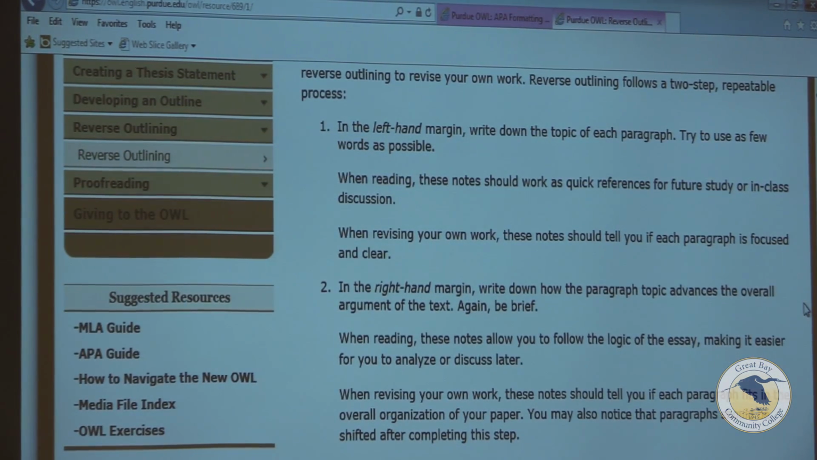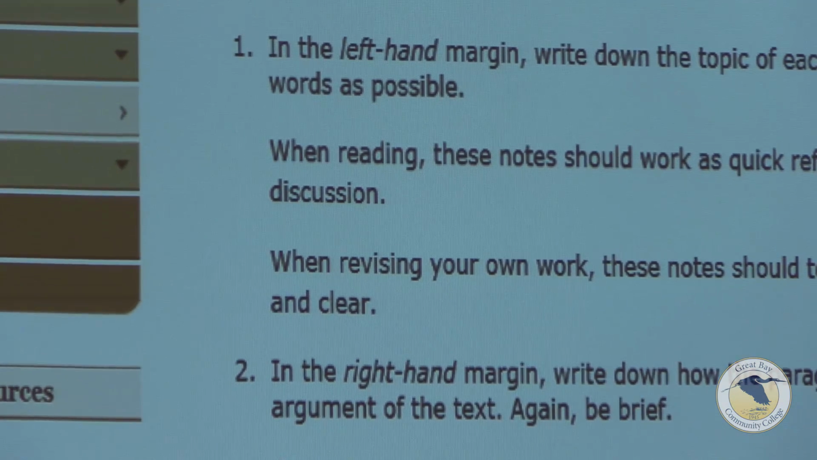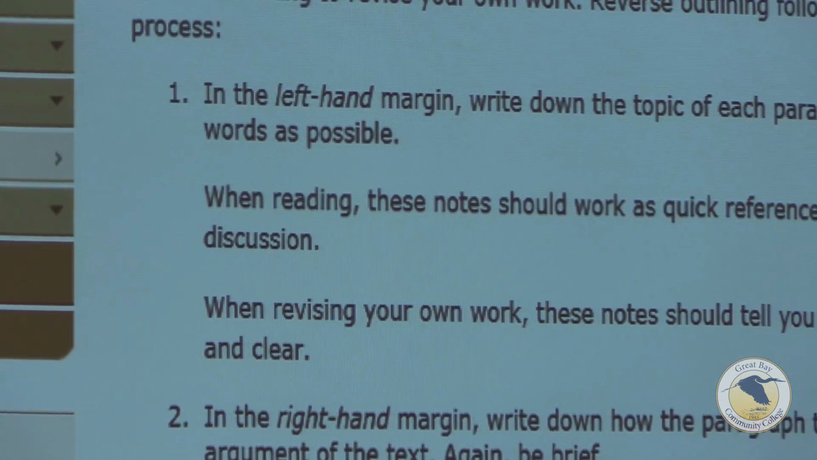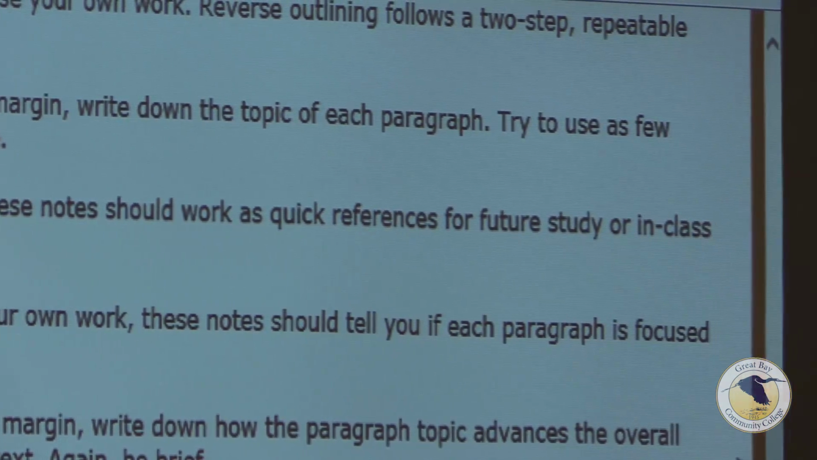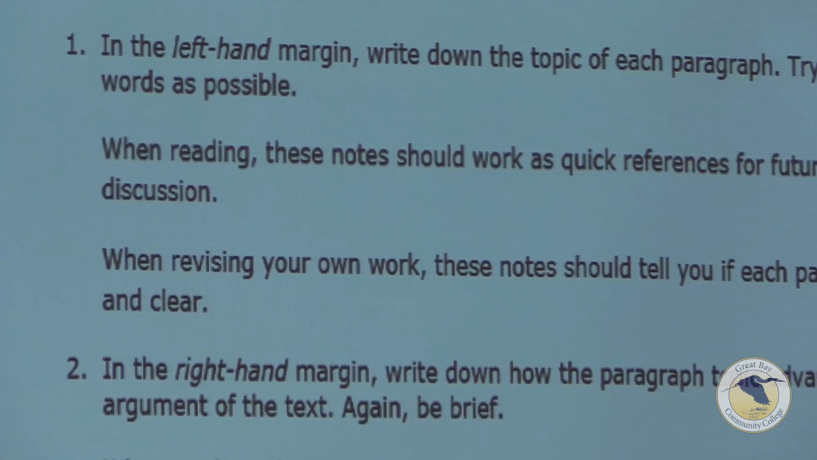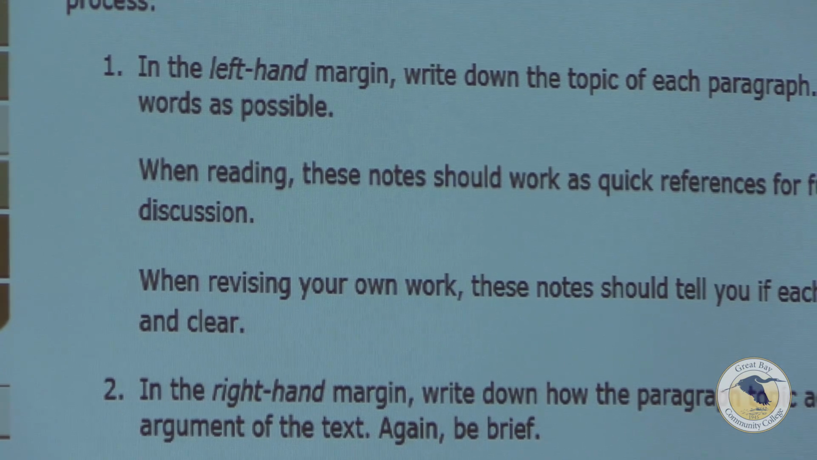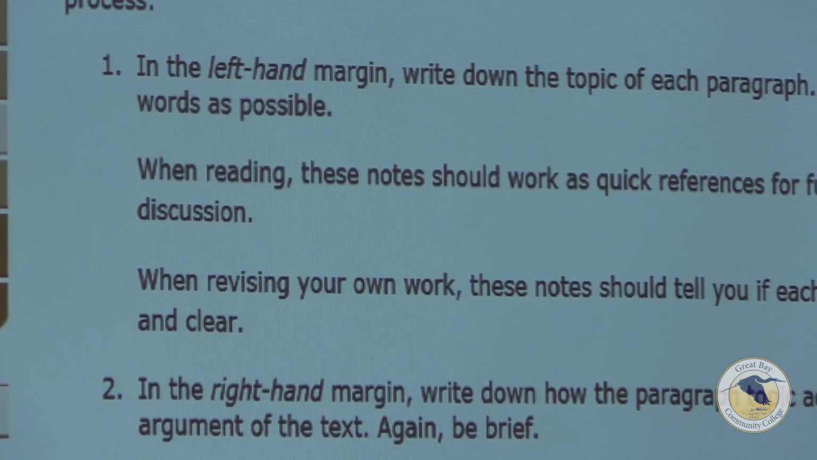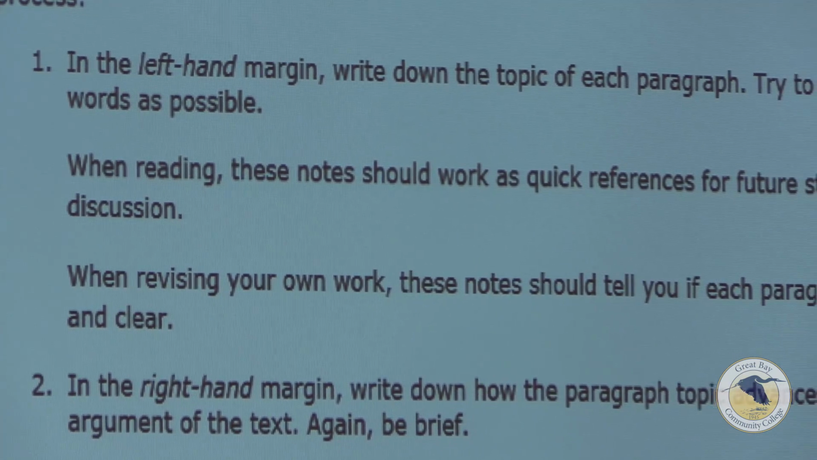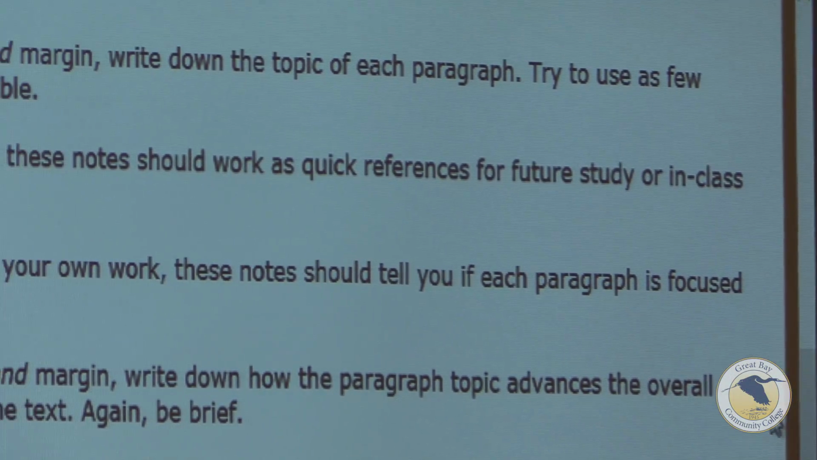So again, you might do this at the beginning, you might do this later, it just depends how you work. So number 1, in the left-hand margin of your essay, write down the topic of each paragraph. This is going to help you with paragraphing and topic sentences. Each paragraph needs a topic. If you can't come up with a topic for each paragraph, that paragraph probably needs work. Maybe it's underdeveloped. Maybe it needs to be added to another paragraph. Maybe it needs to be moved, which you kind of find out.